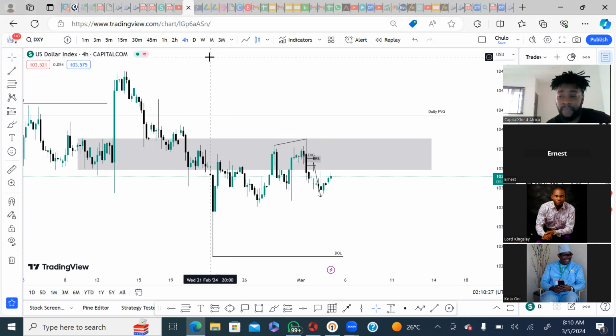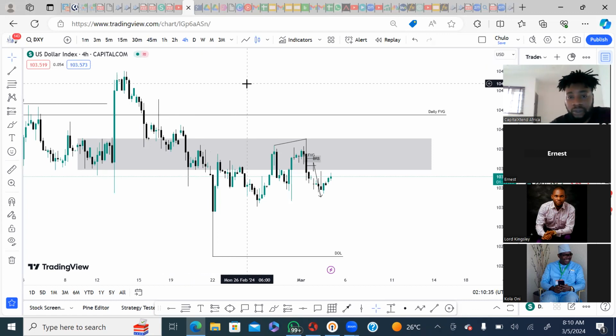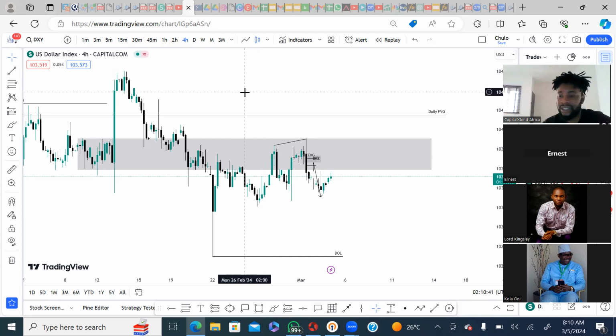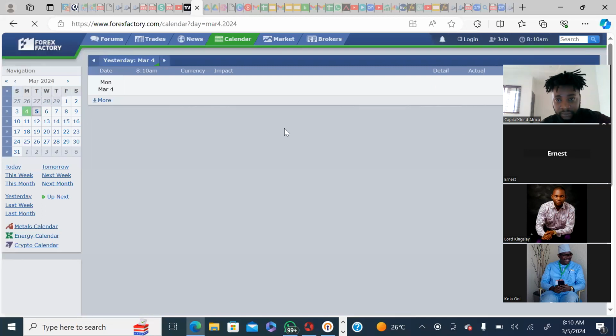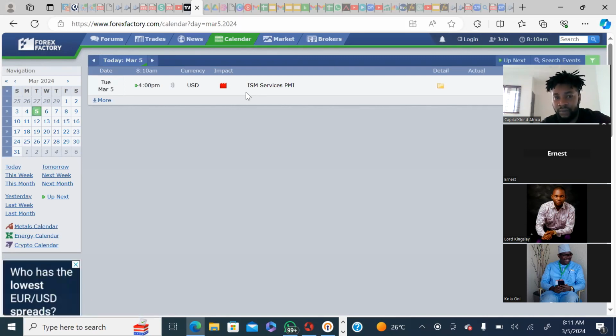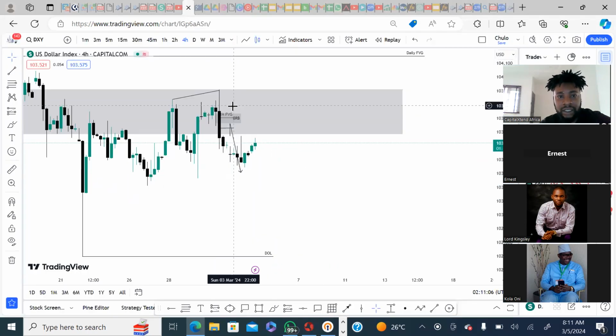Let's take a look at the dollar index and Euro USD, probably Nasdaq and US 30 with S&P 500 to see what we are going to get from them. We noticed a slow start yesterday, being Monday, because there was no high impact news. Today we have ISM service PMI coming up around 4 p.m., news USD. So let's quickly take a look at the dollar index.